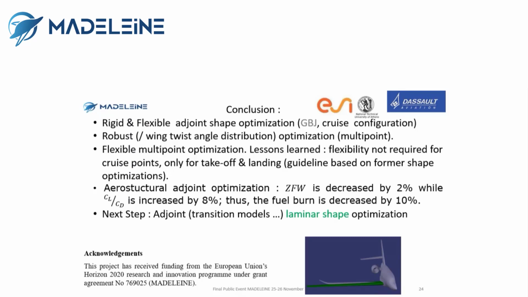And so, coming back to this aerostructural optimization, the zero fuel weight has been decreased by 2%, and the lift over drag coefficient has been increased by 8%. So it fits the formula given before, with a fuel burn decreased by 10%.